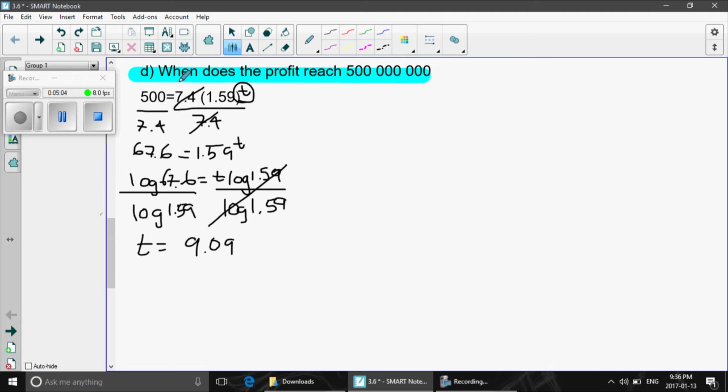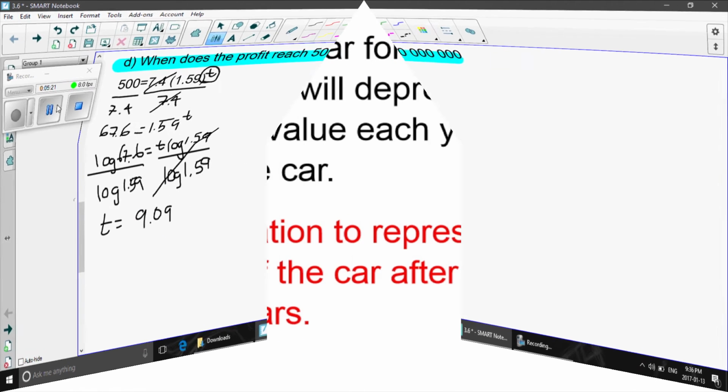Now, in 9 years, how much is 9 years? So all we're going to do is take our year zero, which is 1995, and add it to approximately 9 years, and you're going to get 2004. So the profit reaches 500 million in 2004, or 9 years.